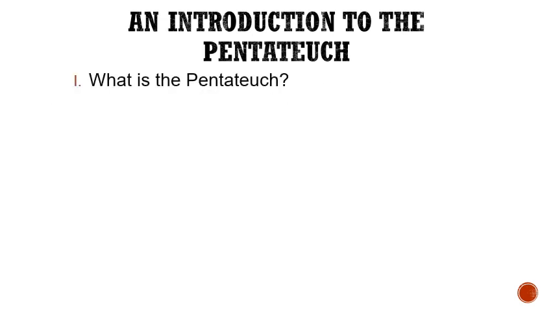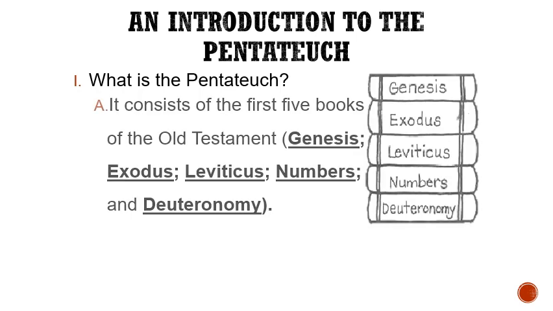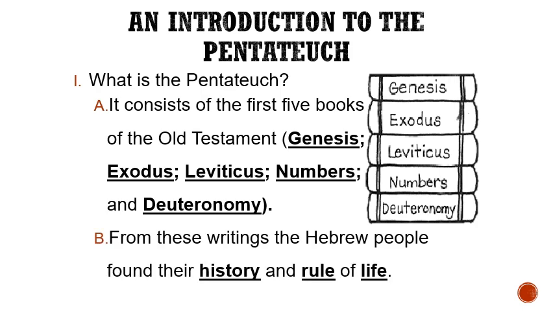Let's begin by looking at Roman numeral 1. What is the Pentateuch? Letter A. The Pentateuch consists of the first 5 books of the Old Testament. Those are Genesis, Exodus, Leviticus, Numbers, and Deuteronomy. And letter B, from these writings, the Hebrew people find their history and rule of life.